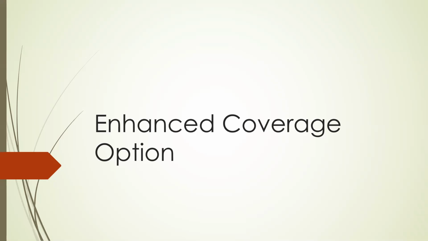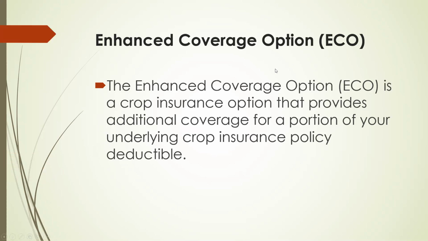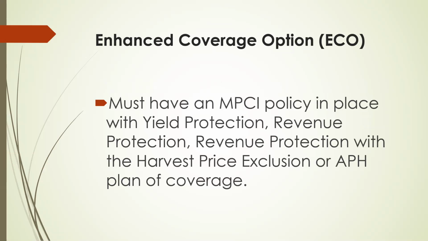Today we're going to go over Enhanced Coverage Option, or ECO. The Enhanced Coverage Option is a crop insurance option that provides additional coverage for a portion of your underlying crop insurance policy deductible. You must have a multi-peril policy in place that has yield protection, revenue protection with the harvest price exclusion, or APH plan of coverage.